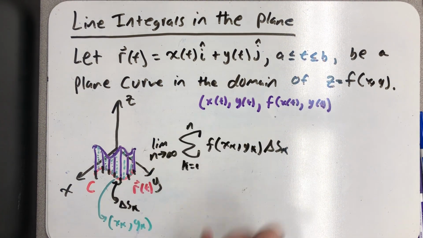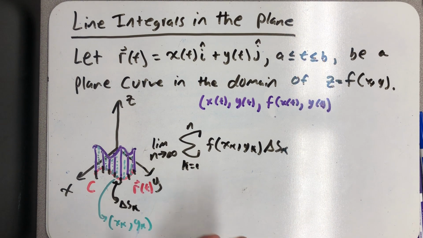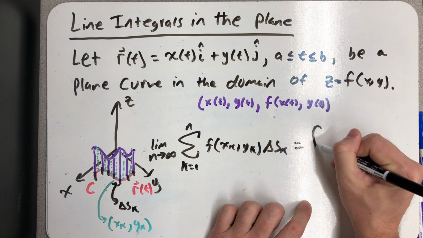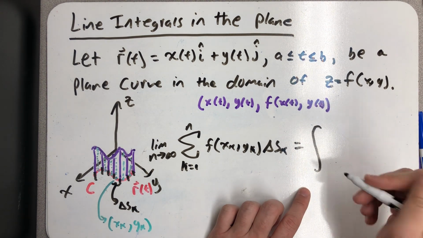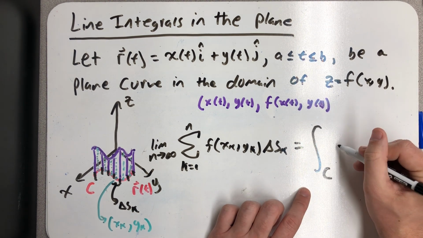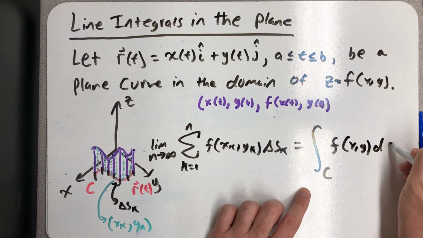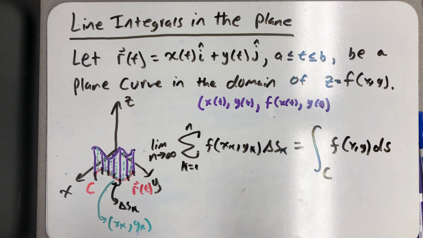All right, so this limit, definitely a Riemann sum, right? I have a function times a delta s here. And so this is what we take as the definition of a line integral in the plane. And our notation for that will be this. We have the definite integral over the curve C of f of x, y ds, where s is the arc length, or we can think about it as the arc length parameter that we defined earlier in the course.